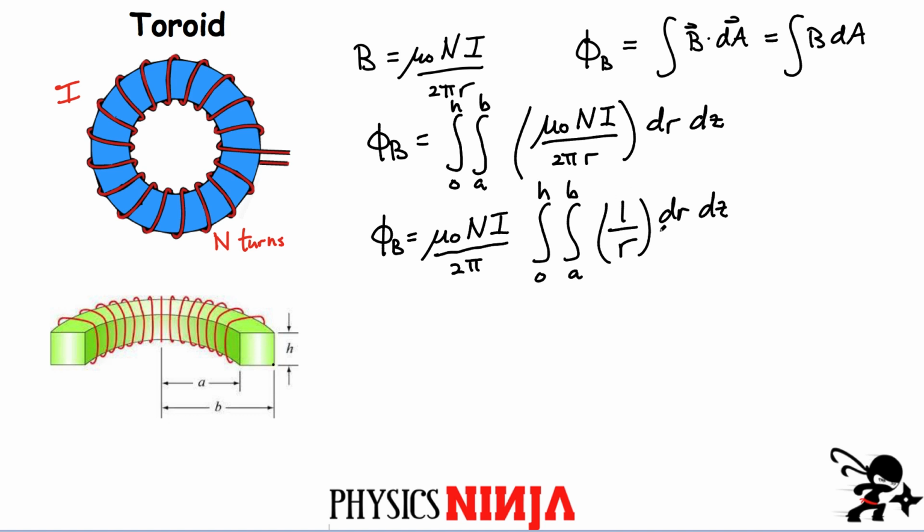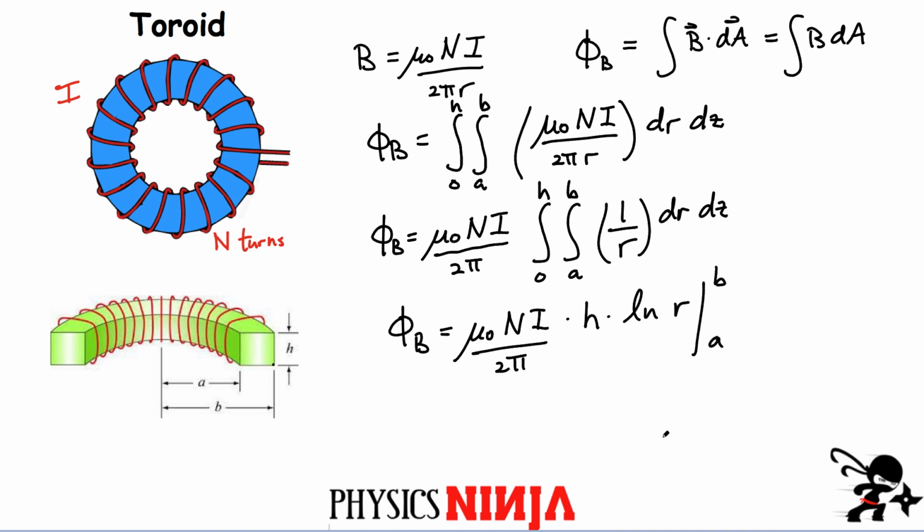You can see that this term doesn't depend on z, so that's very easy. That's simply going to give us h. And now the integral of 1 over r, if you remember that from your calculus class, equals the natural log. So mu 0, n I, 2 pi, those were all our constant terms. The integral over dz boils down to simply multiplying by h. And the integral right here is the natural log of r, evaluated between those limits, a and b.